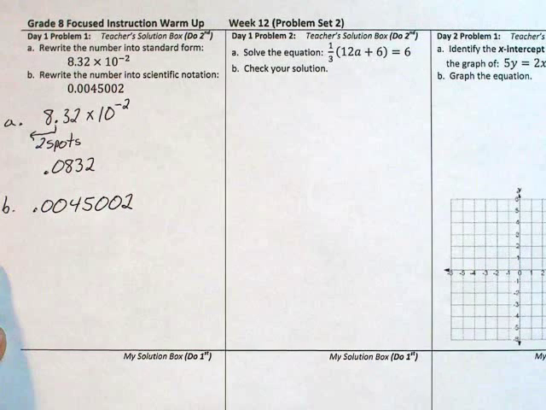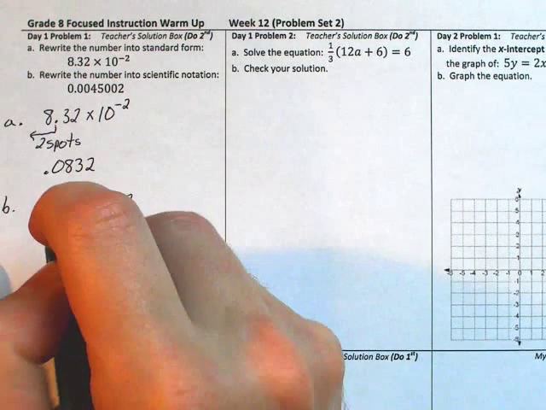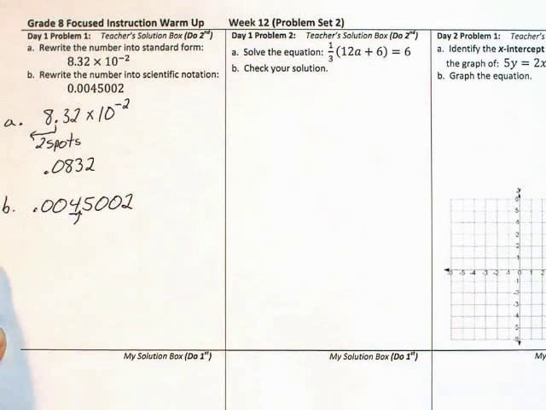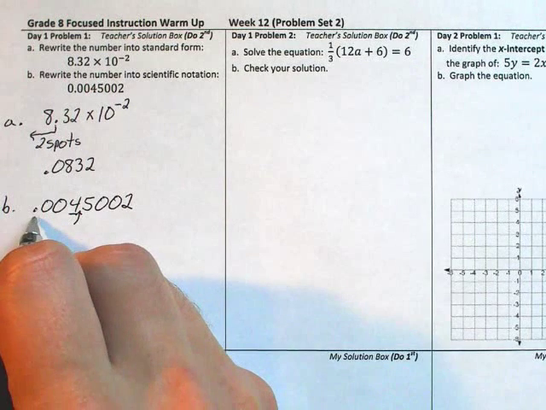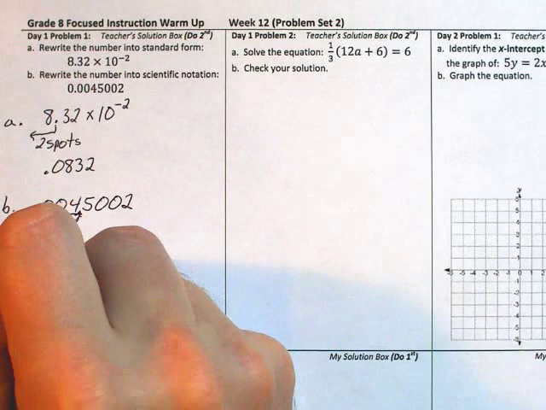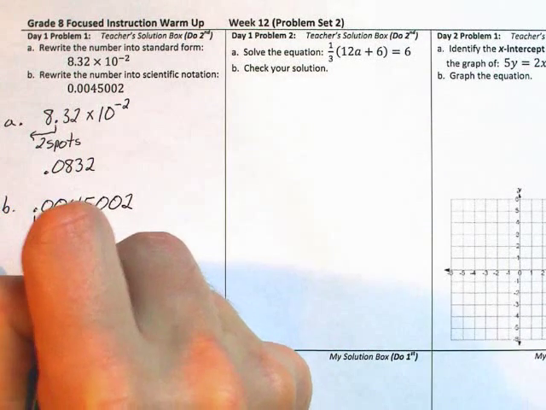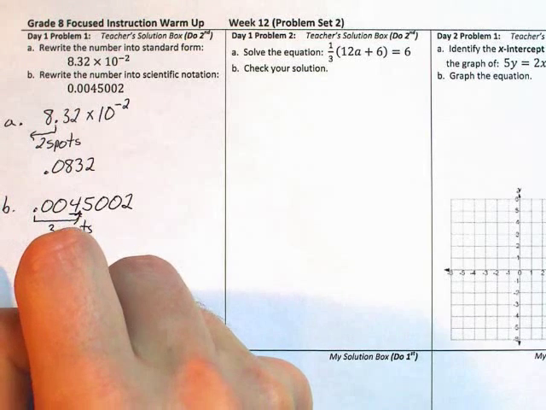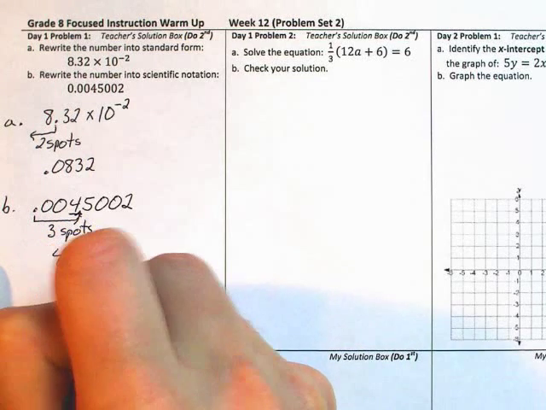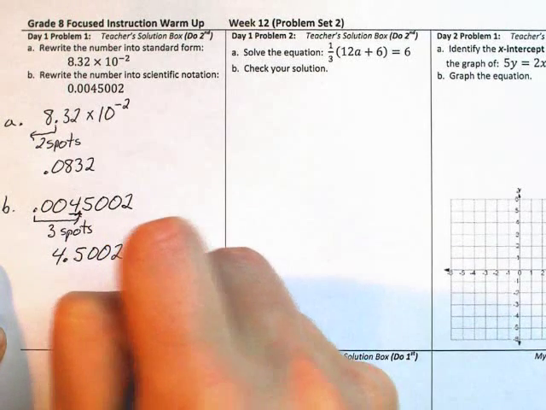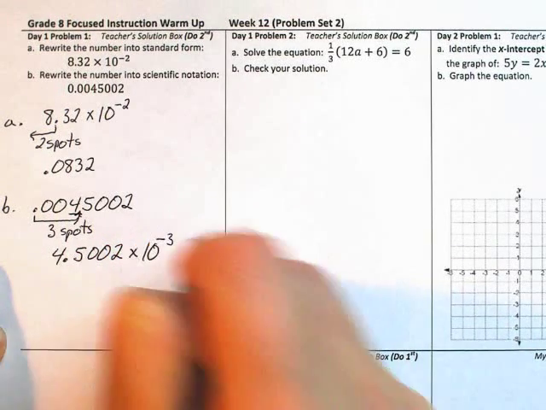And now change this to scientific notation. We need to put the decimal point here so that the digit 4 is the number to the left of the decimal point, and so that will involve moving the dot 3 spots. The answer will be 4.5002 times 10 to the -3 power.